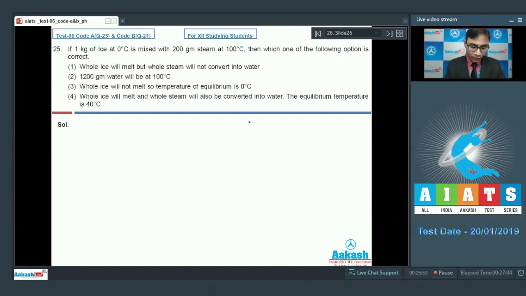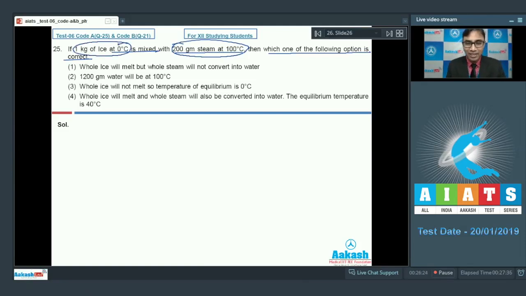In question number 25, it says that if 1 kg of ice at 0 degrees centigrade is mixed with 200 gram of steam at 100 degrees centigrade, then which one of the following options is correct? So basically this is a question of calorimetry. We know that in calorimetry, heat lost by the hotter object will be equal to the heat gained by the colder object. Steam here is the hotter object and ice here is the colder object.